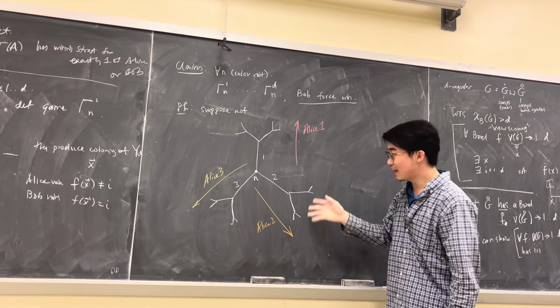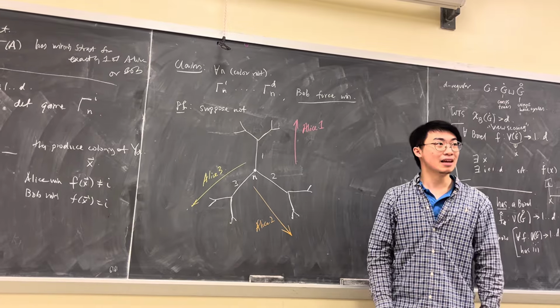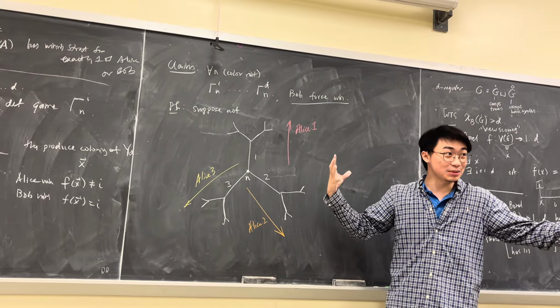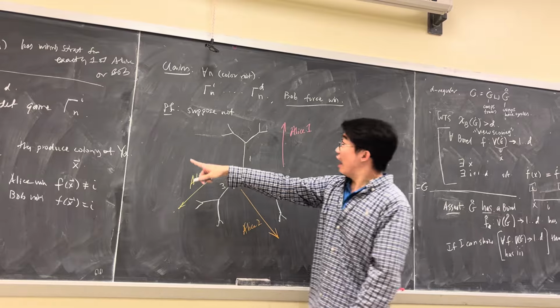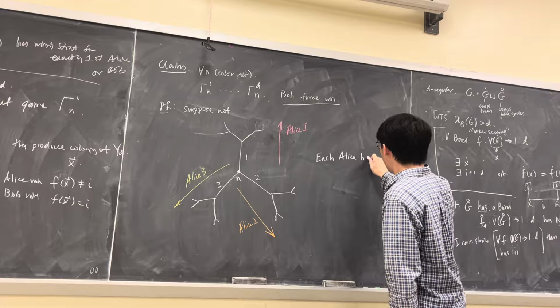In fact, all three Alices will make the same conclusion, and so all 6 of these things will now be colored. But then each Alice will think, Bob has made his second move, and then they will continue in this way. And now the contradiction is as follows. Each Alice has a winning strategy.